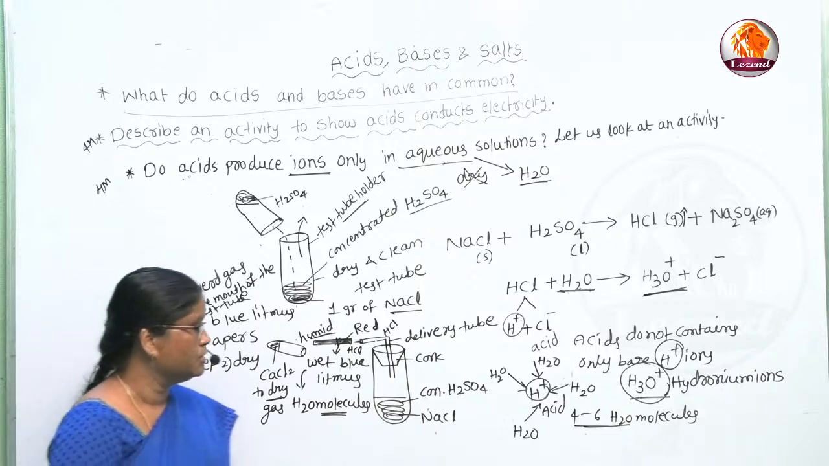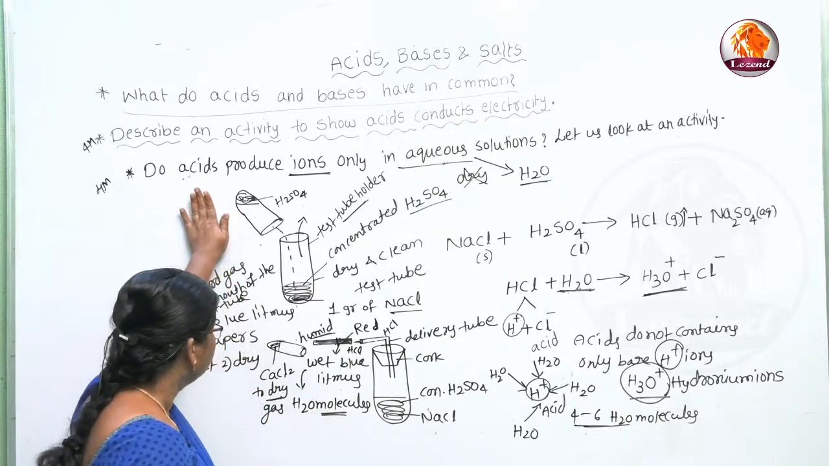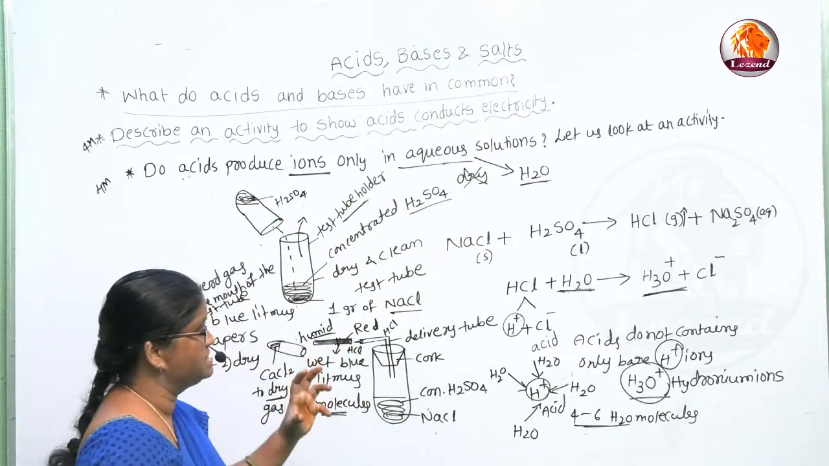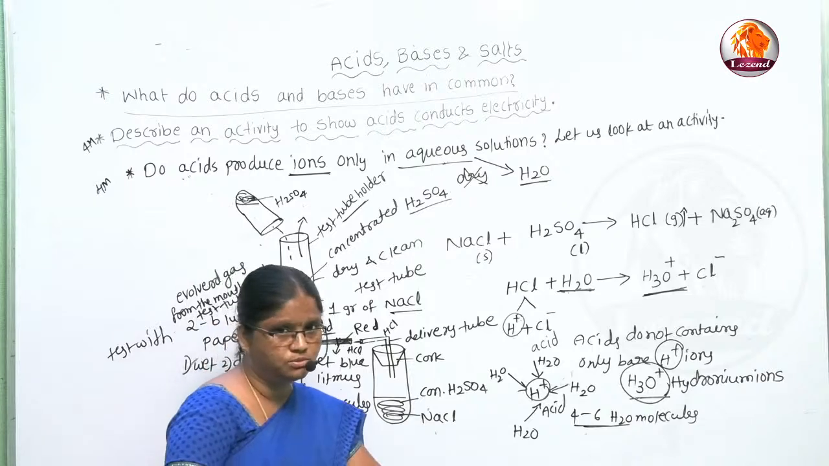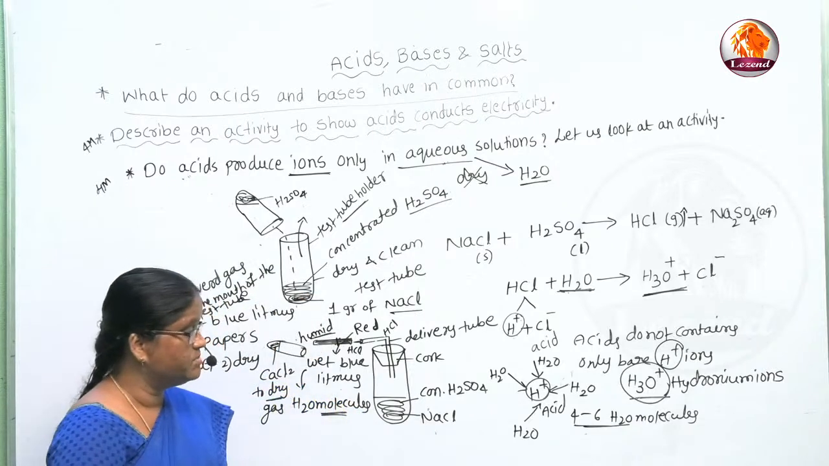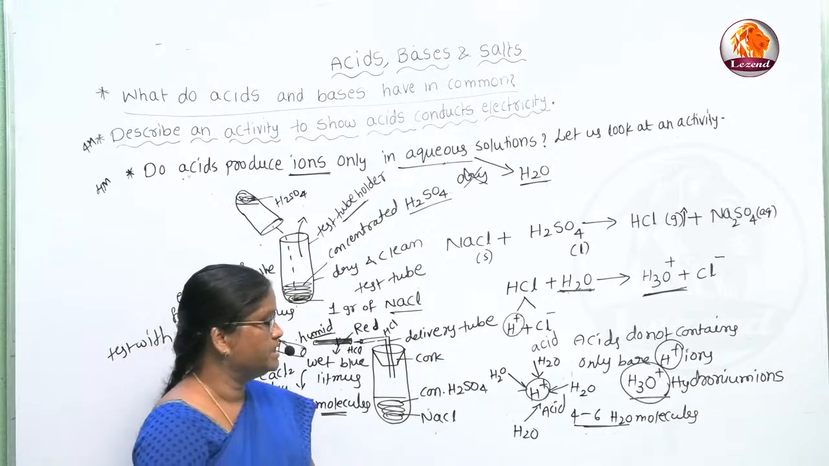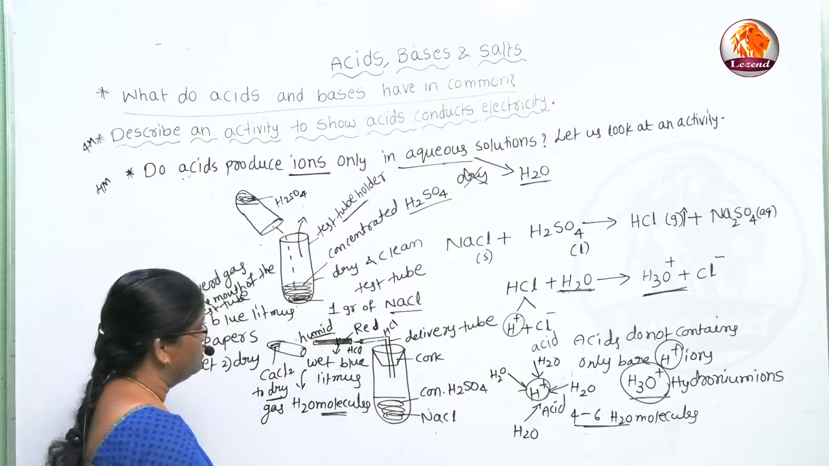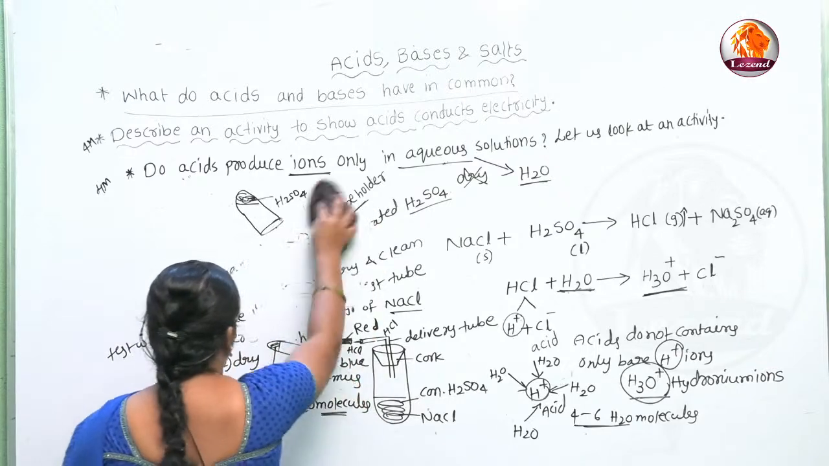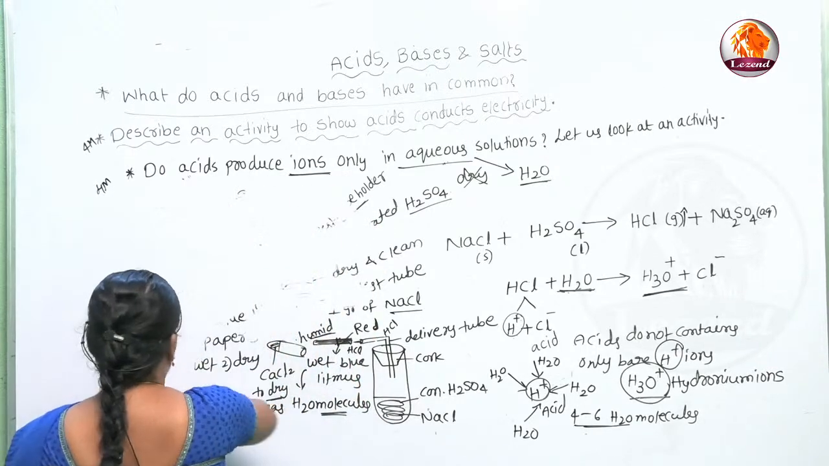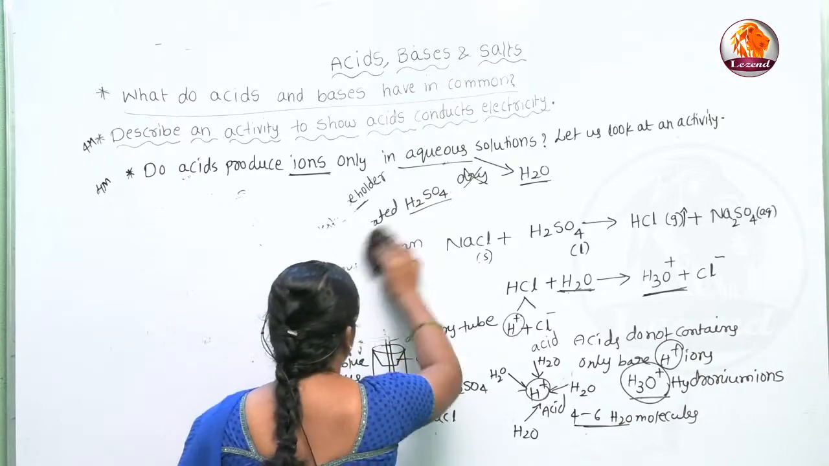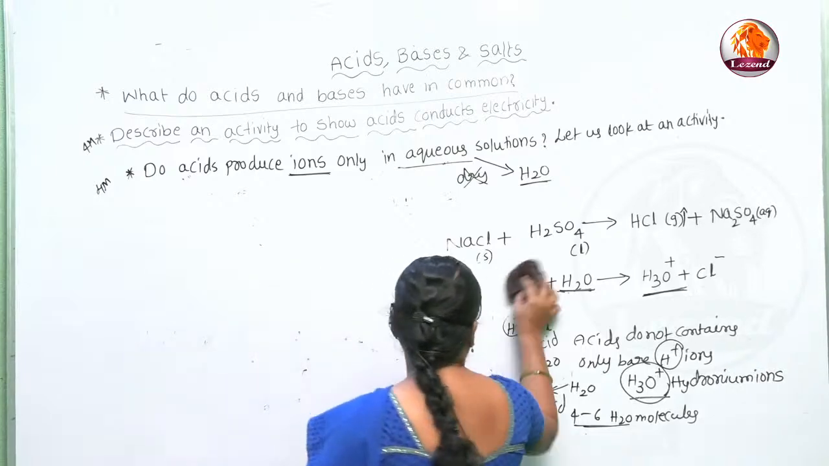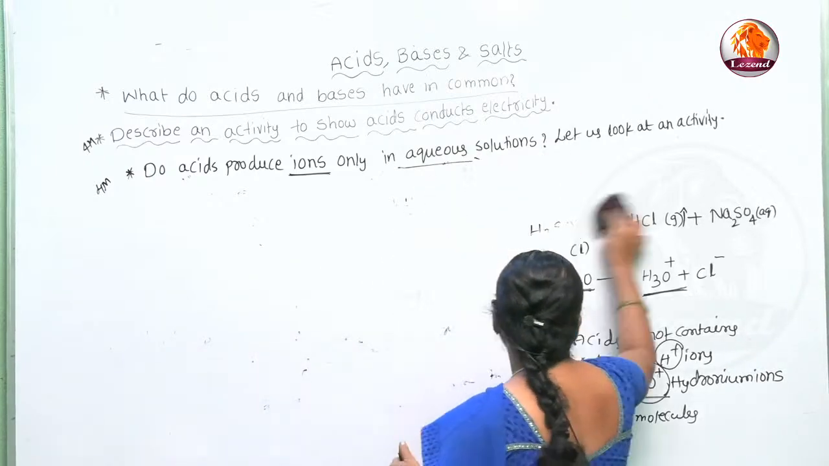So precautions also we come to know. In this activity, acids produce ions only in aqueous solutions. In the presence of water molecules only, acids behave with acidic properties, and acids contain hydronium ions. In the same way, what kind of ions do bases contain in aqueous solutions? When the bases dissolve in aqueous solution, what kind of ions do they have?